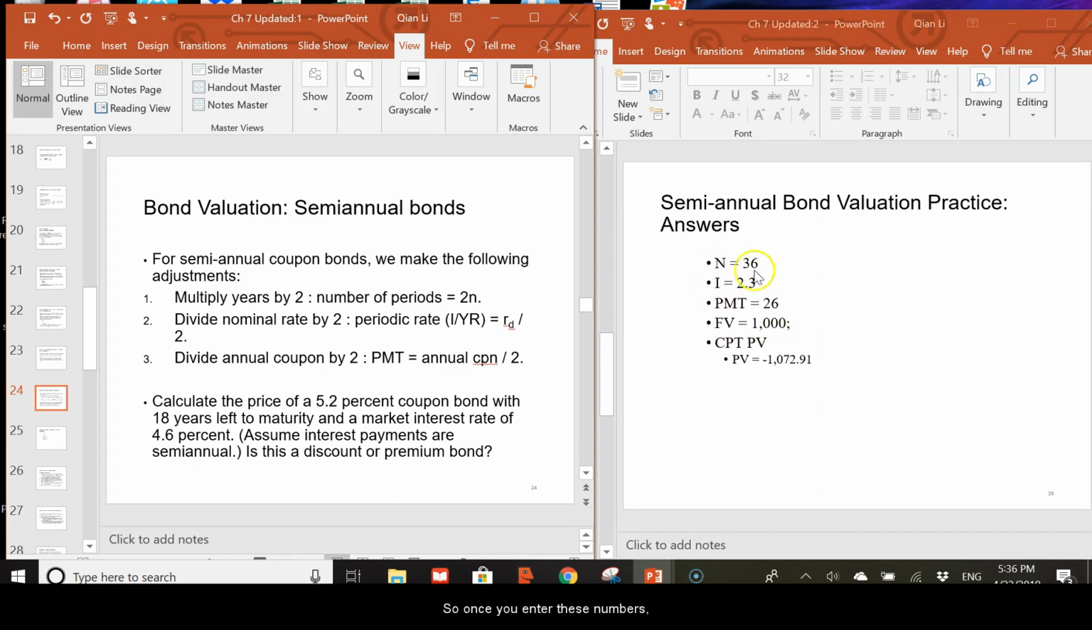So once you enter these numbers, you compute for the present value, it should be a little bit higher than 1,000 because your coupon interest rate, 5.2%, is a little bit higher than the market interest rate. Your price, 1072, that's a little bit higher than the par. This is a bond that is selling at premium.